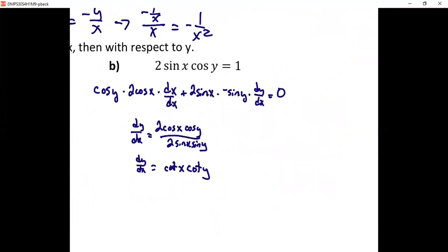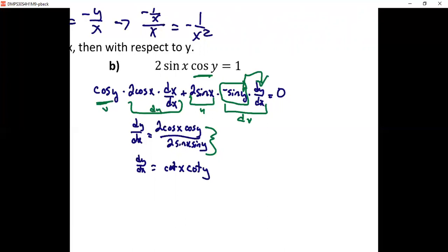For part B, if we take first our derivative with respect to x, we have v and then du plus u, and then this one is dv. Now keep in mind the derivative of cosine is negative sine. And then this dy/dx is the chain of y. Simplified, we get dy/dx is 2 cosine x cosine y over 2 sine x sine y. And dy/dx then ends up being cotangent x cotangent y.